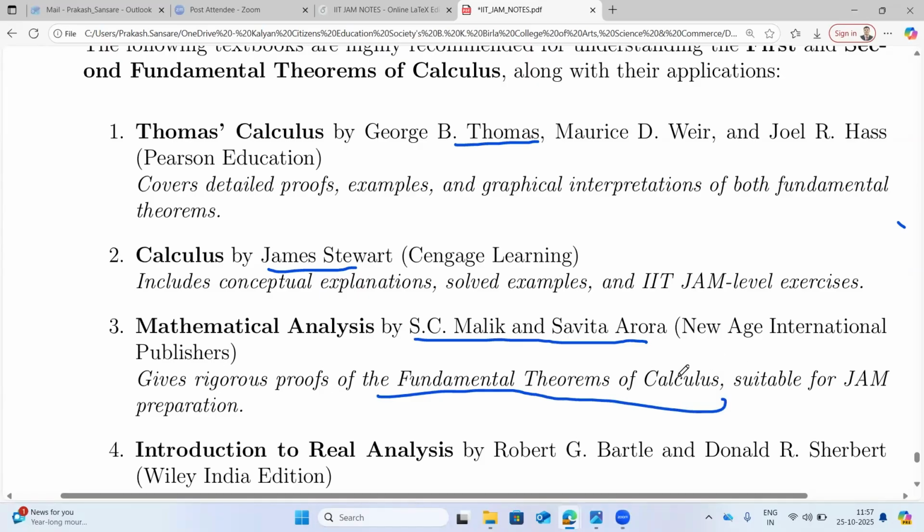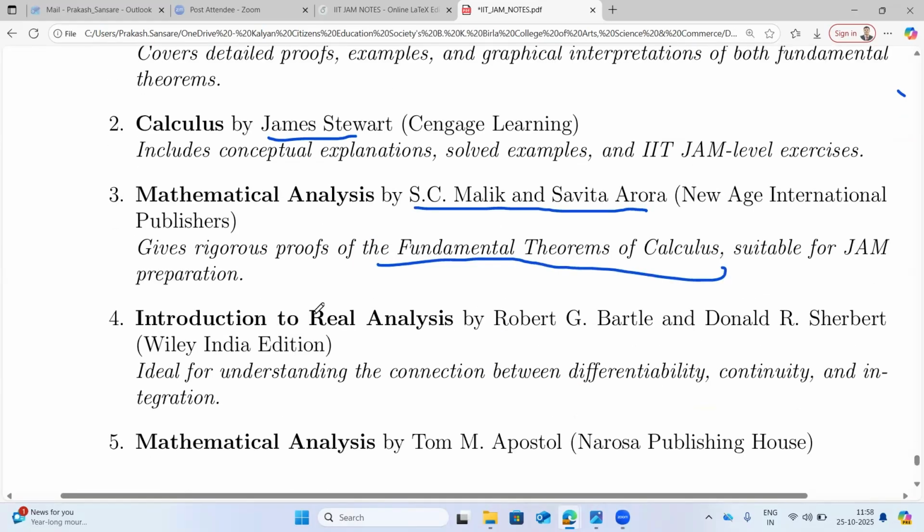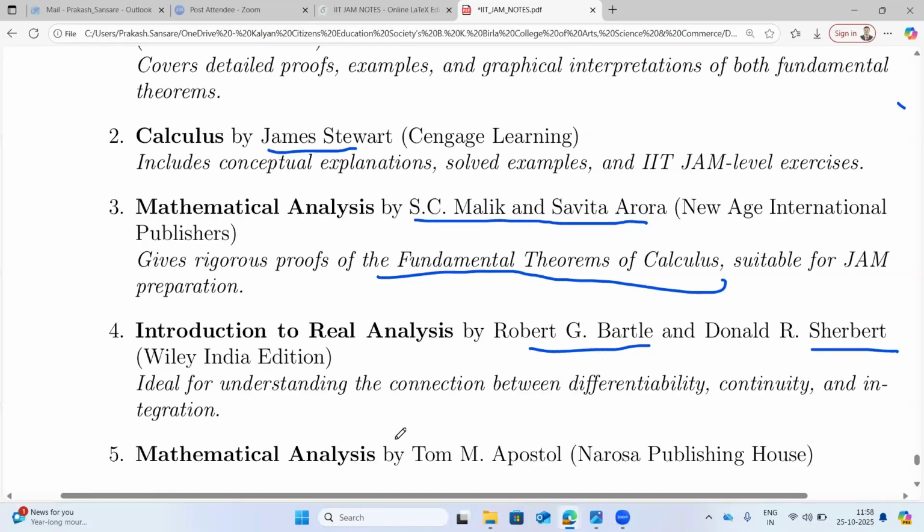The proofs are not difficult. Interested readers may go through the proof. It's an easy proof. And to understand the concept of differentiability and integration, one must read Bartle and Sherbert. And there's one more book, Mathematical Analysis by Tom Apostol. Another publication.